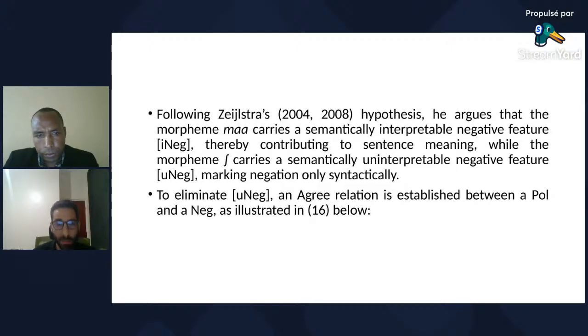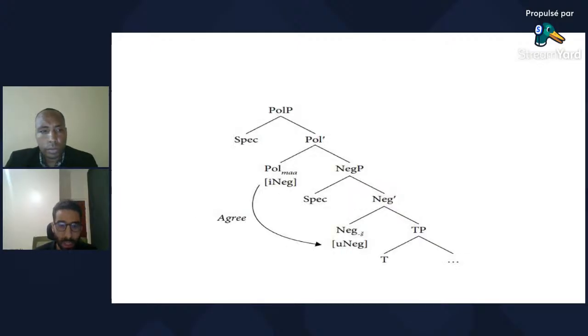Following Zeijlstra's hypothesis, he argues that the morpheme ma carries a semantically interpretable negative feature, thereby contributing to sentence meaning, while the morpheme sh carries a semantically uninterpretable negative feature, which means an unvalued or uninterpretable neg feature, marking negation only syntactically. So for him, to eliminate this unvalued neg feature, an agree relation is established between pole and neg, the two heads, as illustrated here.